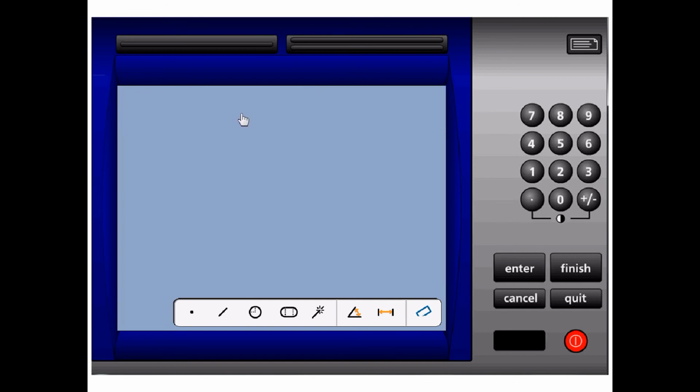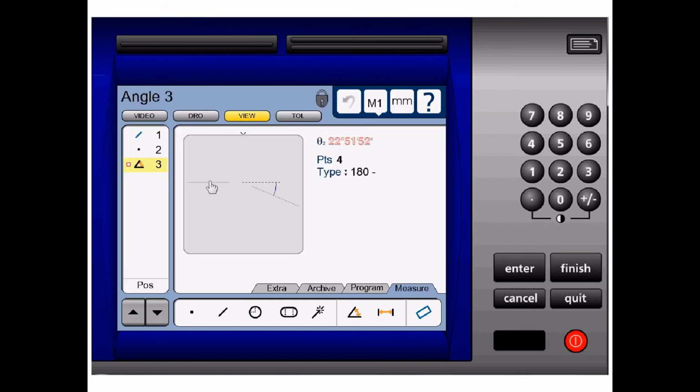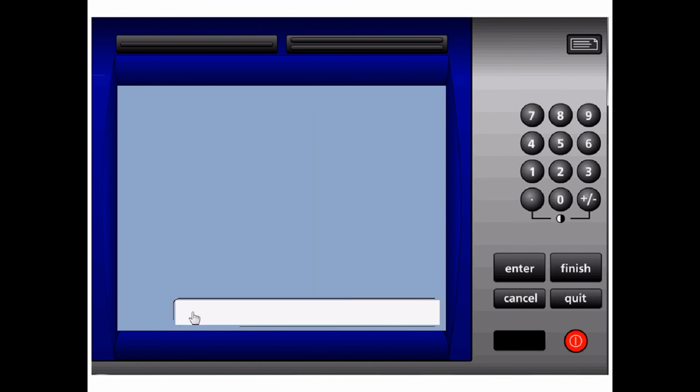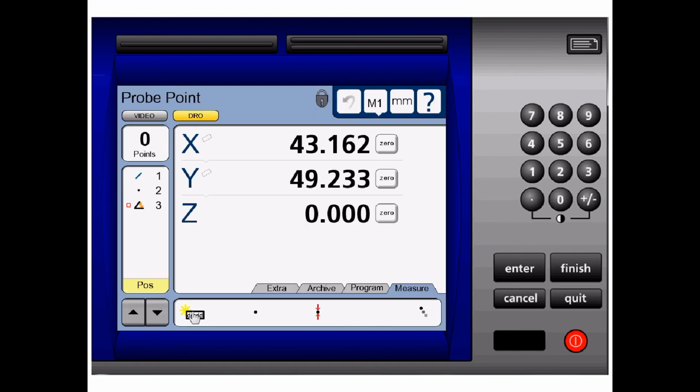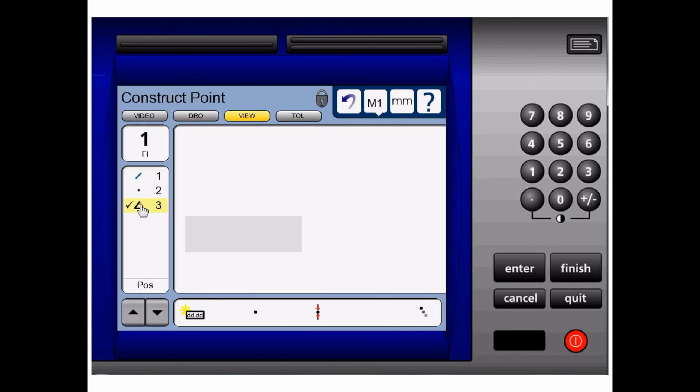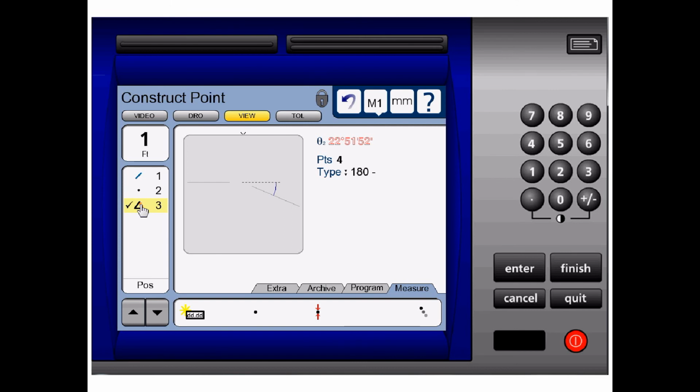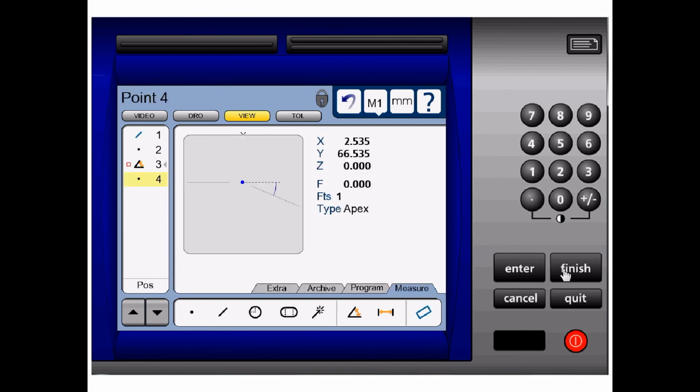To find the apex of an angle, or the intersection point of these two lines, we simply click on point, and instead of measuring a point, we select the angle from the feature list over on the left hand side, and then we push the finish button. This gives us the X and Y intersection point, or apex point, of our angle. This is how you measure an angle and construct an intersection point in the angle.